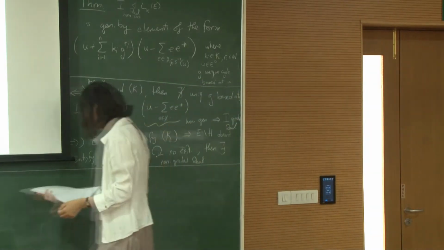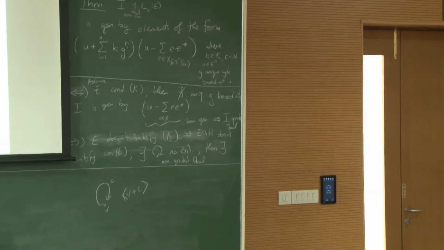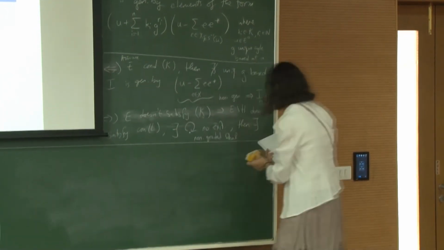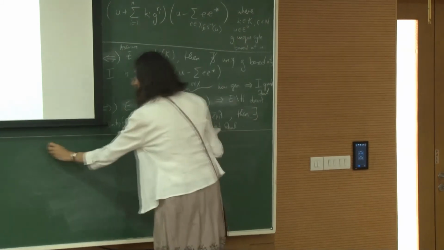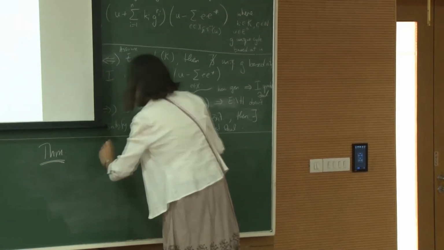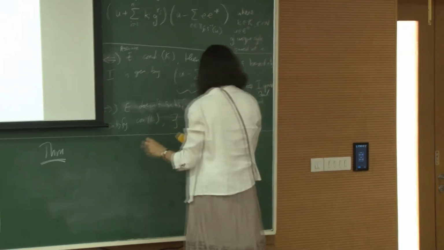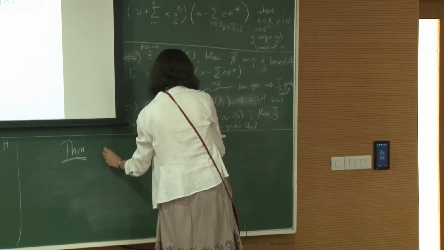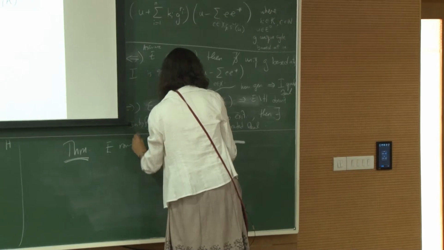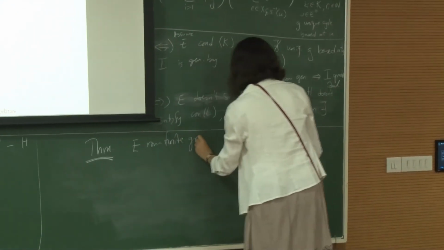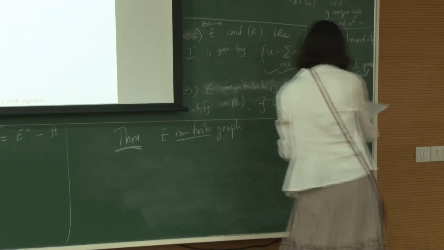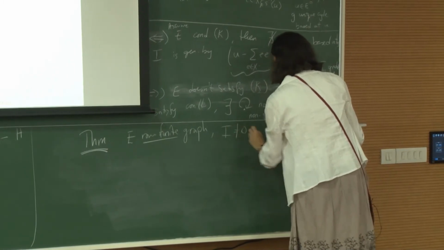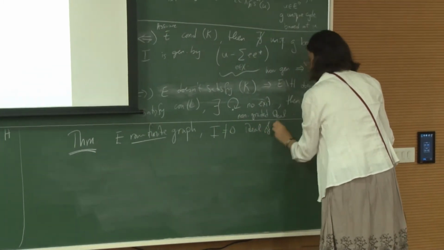Okay. And so finally, I want to mention this characterization of a two-sided ideal, which I'll use in the last examples. Let E be a finite graph. Now I need to draw a finite graph. I is a non-zero ideal of the Leavitt path algebra.